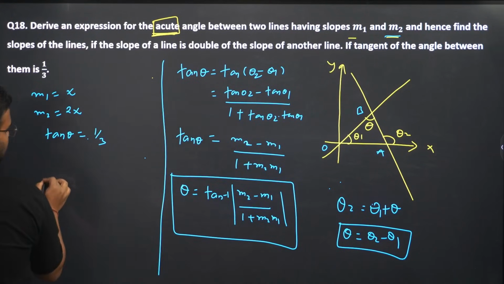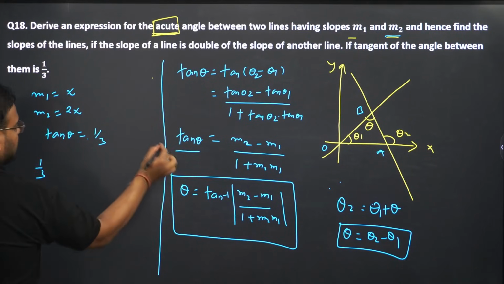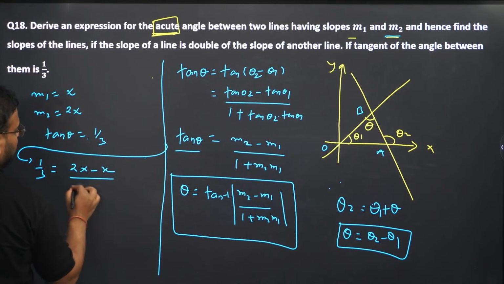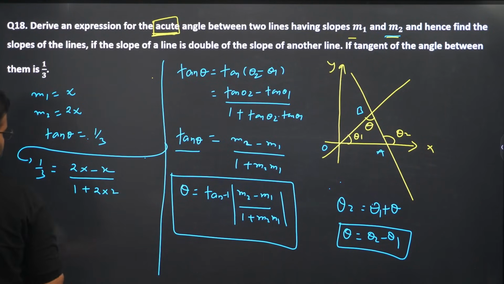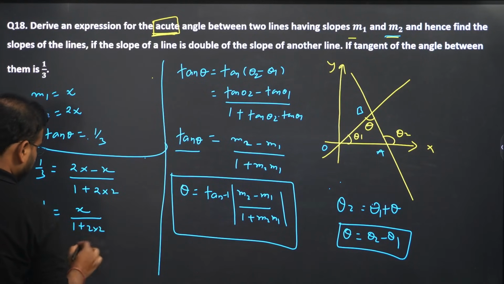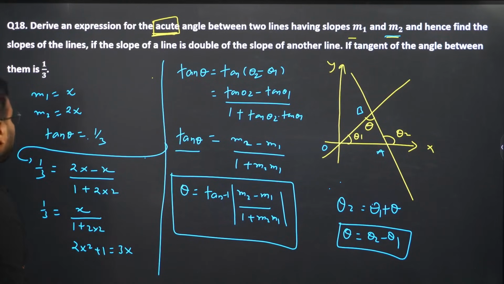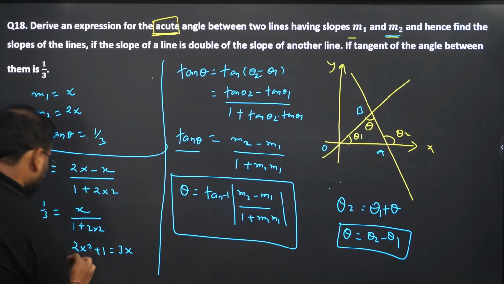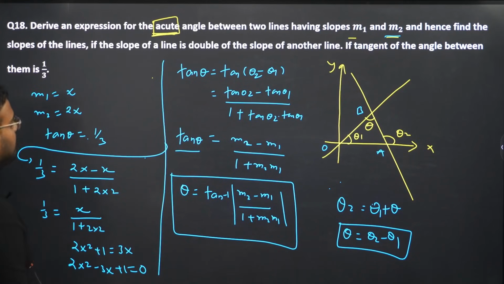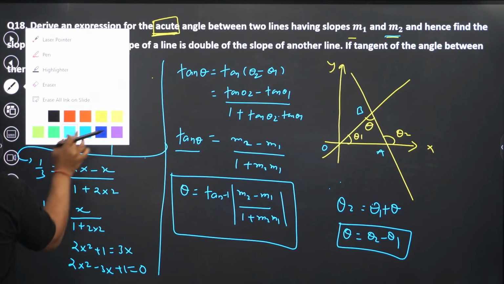Apply that. So you'll get over here this value as, from here you can get, apply this condition. So 1 by 3 equals to 2x minus x upon 1 plus 2x square. So 1 by 3, I get x over here, 1 plus 2x square, cross multiply, you'll get 2x square plus 1 equal to 3x. 2x square plus 1 equal to 3x. 2x square minus 3x plus 1 equal to 0. Alright. Can you solve it?